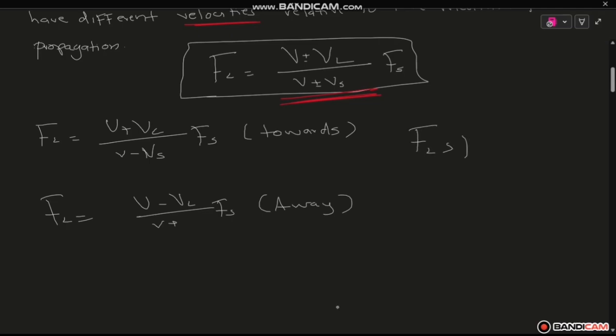Then if FL is greater than Fs, it means that we are talking about towards. For us to say that it is towards, FL must be greater than Fs. For us to say that it is away, FL must be less than Fs. I hope that makes sense. If the frequency of the listener is greater than the frequency of the sound source, it means towards. If the frequency of the listener is less than the frequency of the source, it means away. I hope it makes sense. But before you choose the formula, whether towards or away, you write it as it is written there.